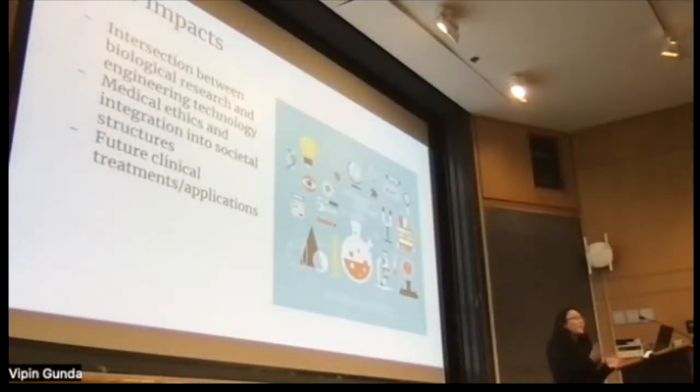And so I like to always talk about how the organ on a chip model and biomedical engineering research play into a lot of different aspects of society and different academic disciplines. Like I mentioned before with biological research and engineered technology, another important thing to understand about the organ on a chip model is that it's relatively new and very unpredictable.